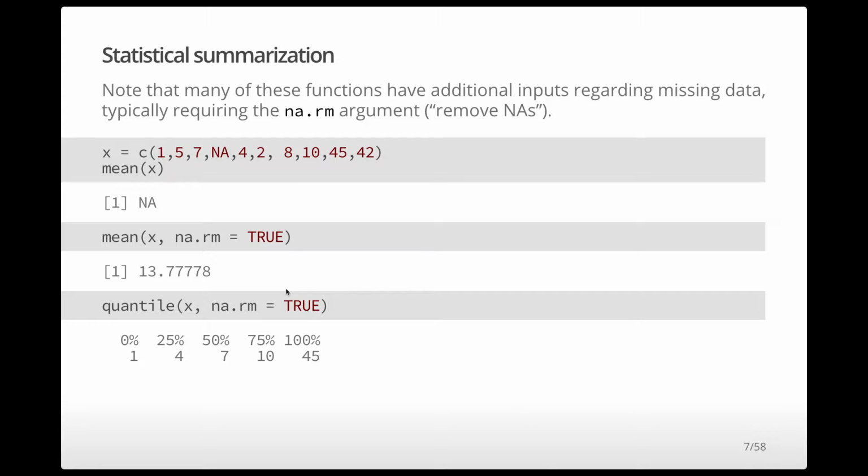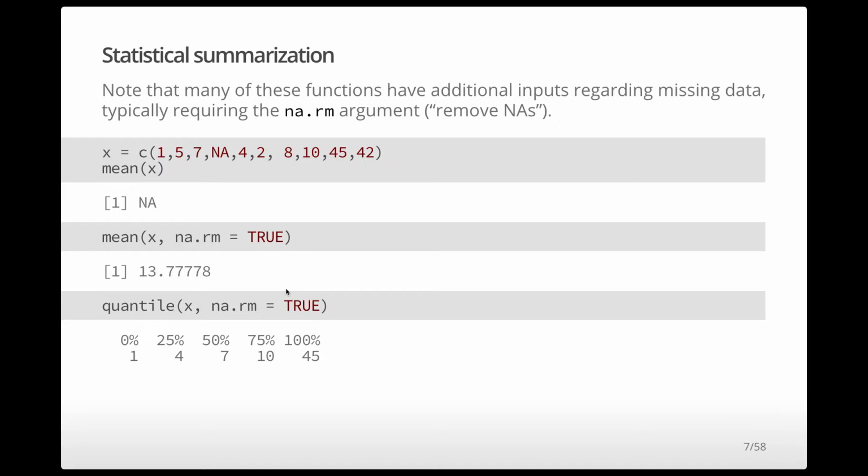We're going to be working on vectors a little bit just to show you the behavior of some of these functions. So here we got x. We got 1, 5, 7, a missing value, 4, 2, 8, 10, 45, 42. Again, if you say mean of that, it says, I don't know. Can't tell you the mean. You got a missing value in there. So we say mean of x, and we put the argument na.rm equals true, remove the NA, then calculate the mean, and you get something out. Note, this does not error.